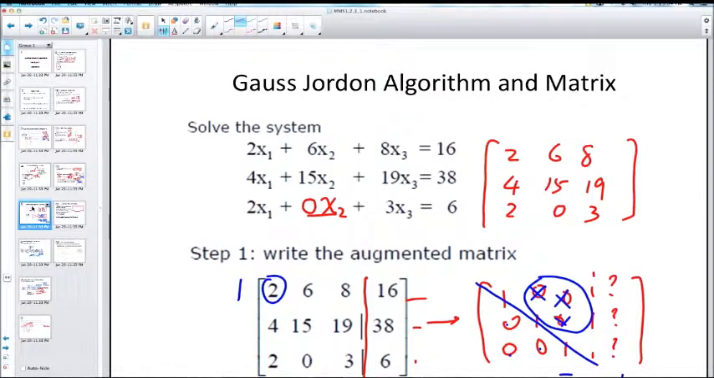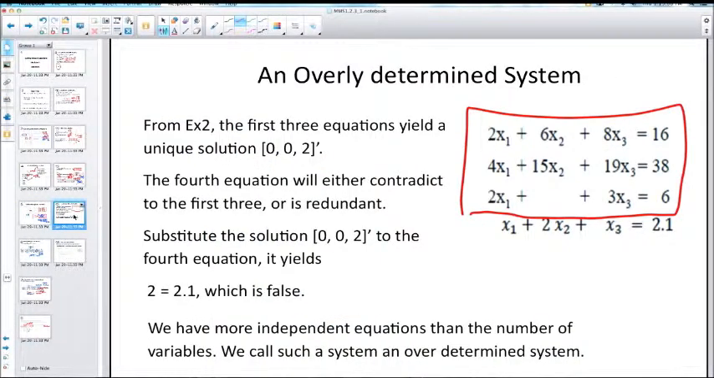I just want to make my life easy. This overdetermined system, if I select the first 3 equations, I can solve it. And what's the solution? It's going to be 0, 0, 2. So x1 equals 0, x2 equals 0, x3 equals 2.